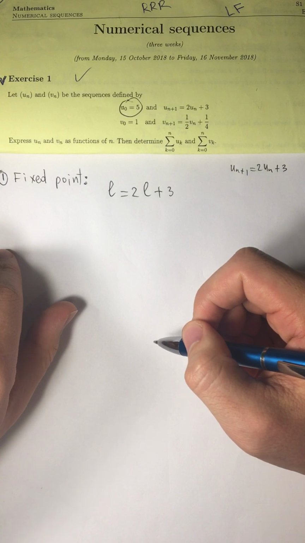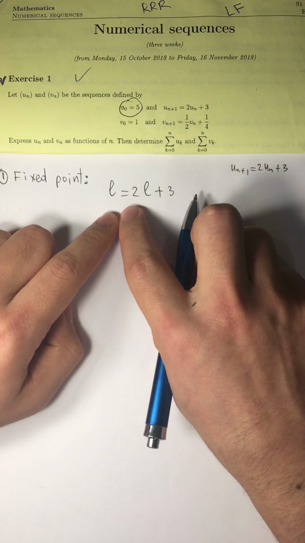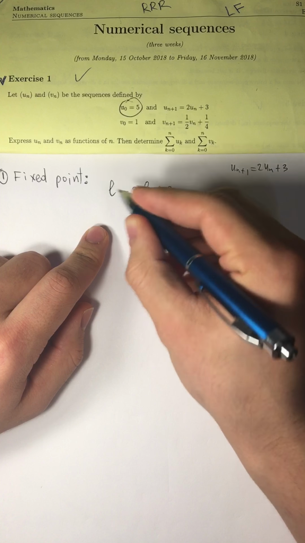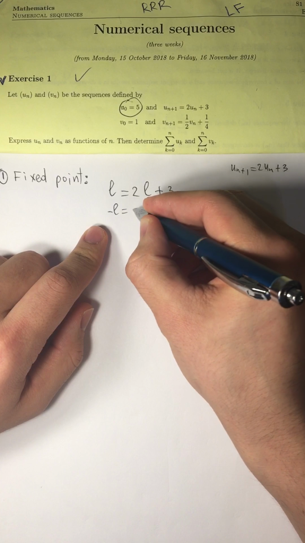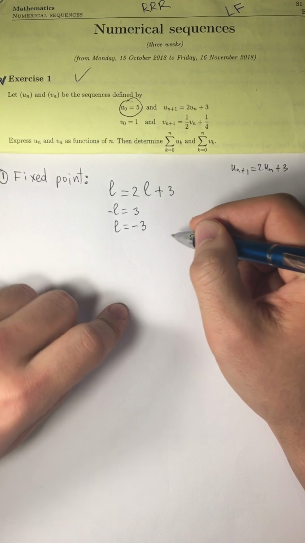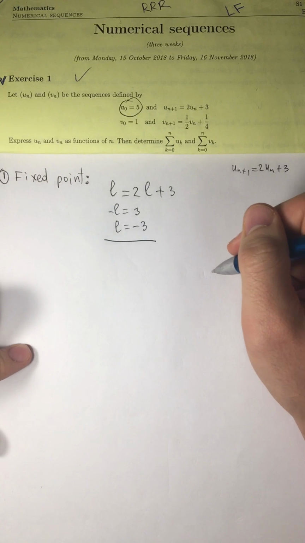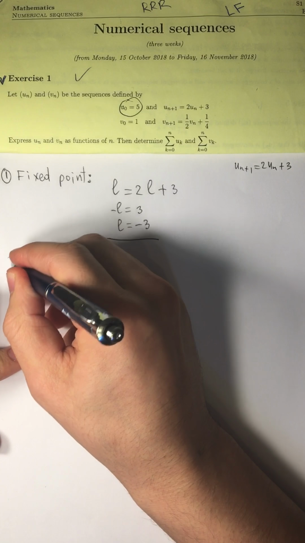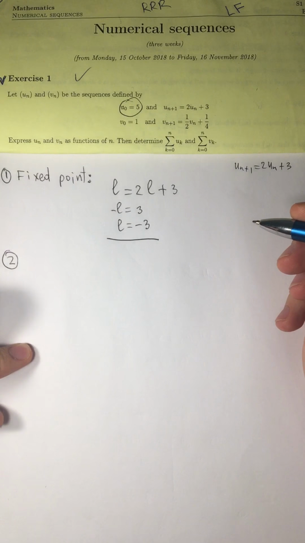Okay, now you can say it. All right, now continue. Here you gotta solve for L. If you solve for L, this comes here, and minus L is equal to 3, and then L is equal to minus 3. So done. The fixed point step is done. It's easy. So L, remember. Number 2, the second step.